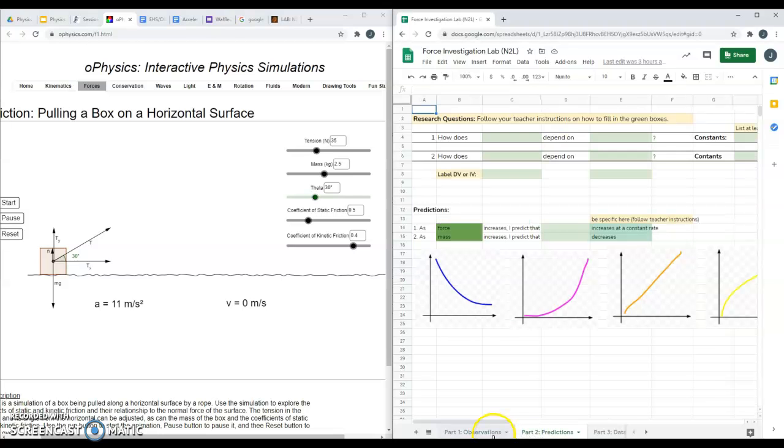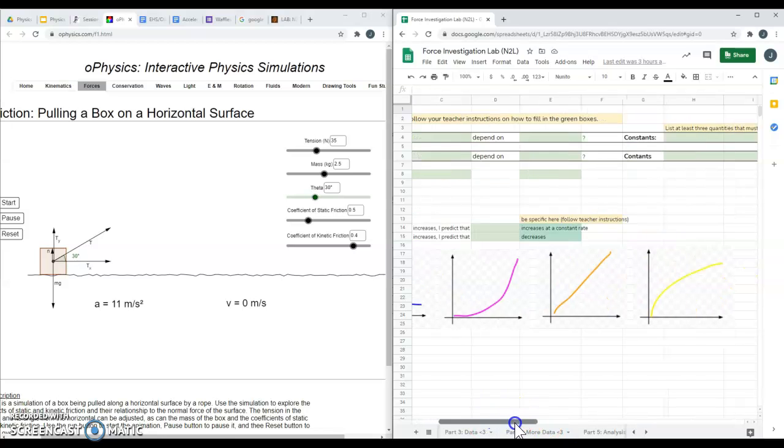For Part 2, our second page, there are research questions. What I'd like you to do is try and think of research questions that you can ask. So if we are testing force using this simulation, we could ask, how does a particular variable depend on another variable? And I'd like you to label whether they are dependent variables or independent variables. If you're not quite sure, you can skip ahead to Part 3 and Part 4, which will ask our research questions.